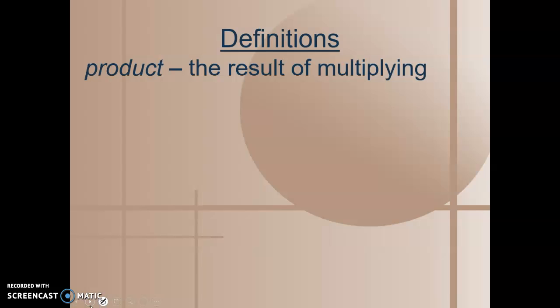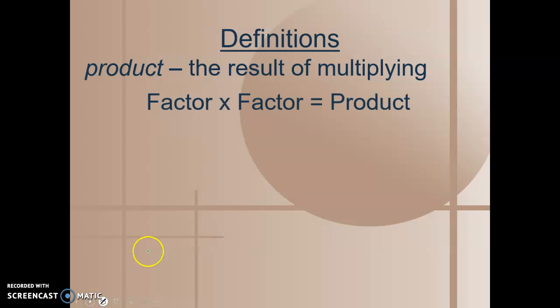Also, as a quick reminder, a product is the result of multiplying. So a factor times a factor equals a product. Looking at our previous example with 6, we can say 2 times 3. Both of those are factors, and they give us the product of 6.